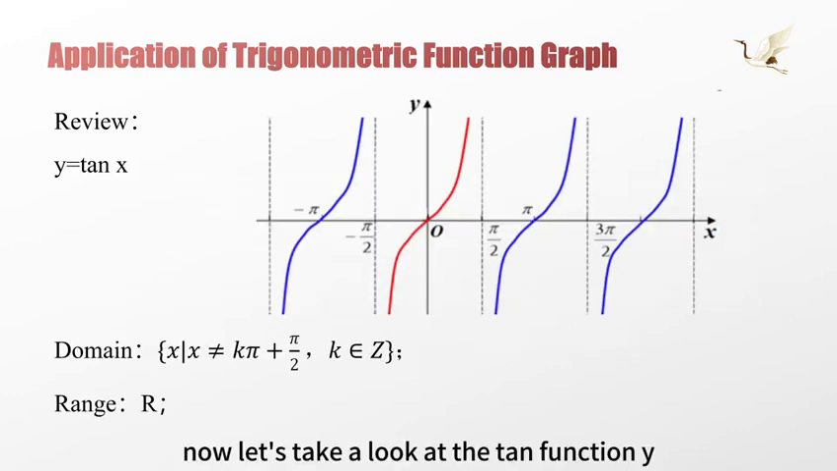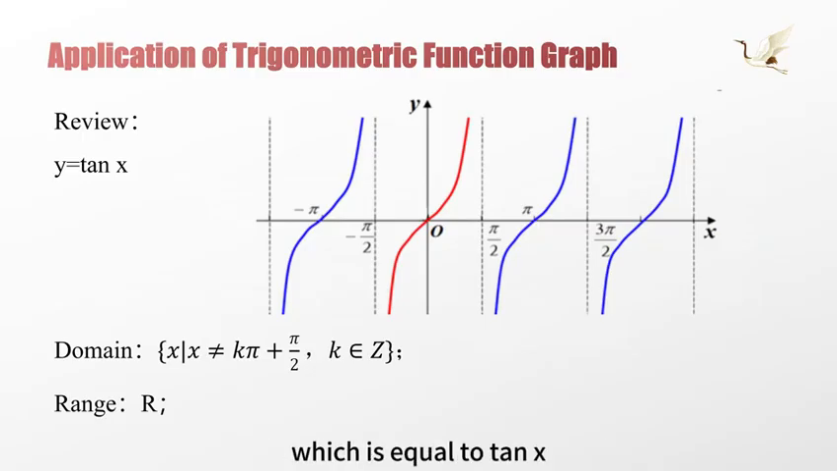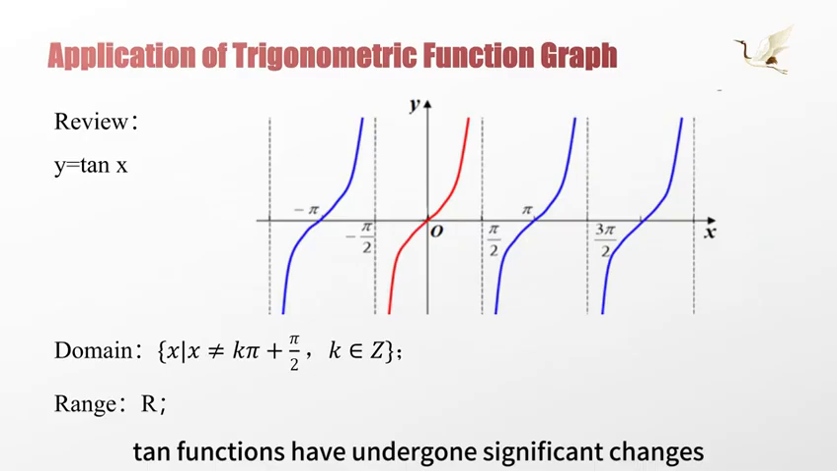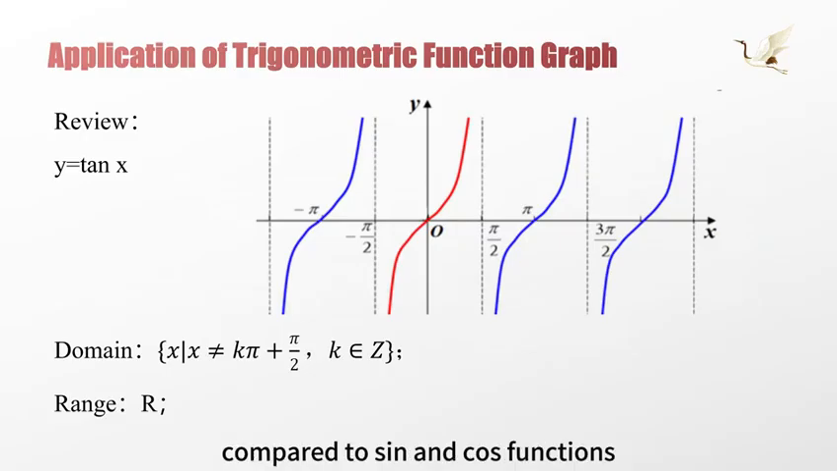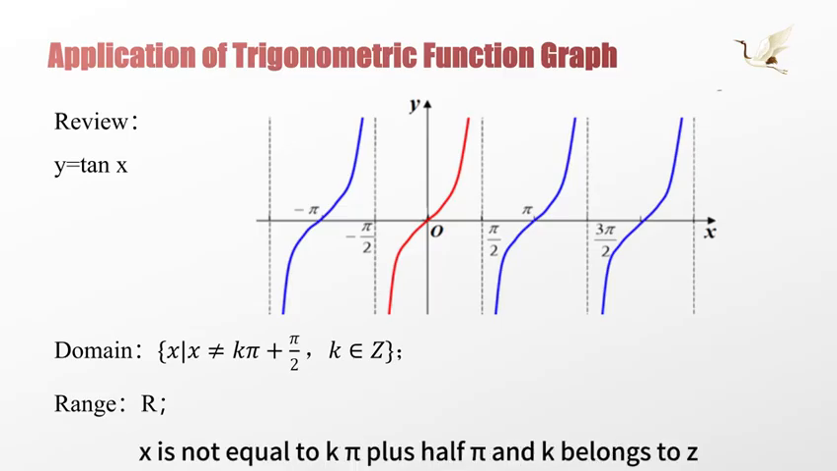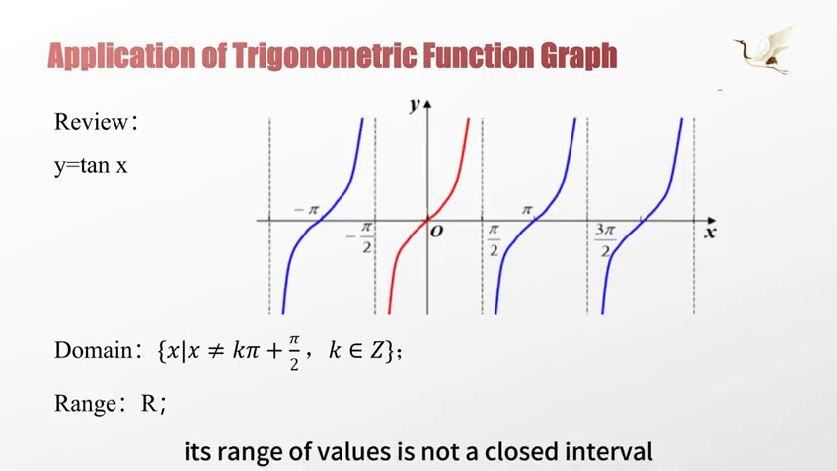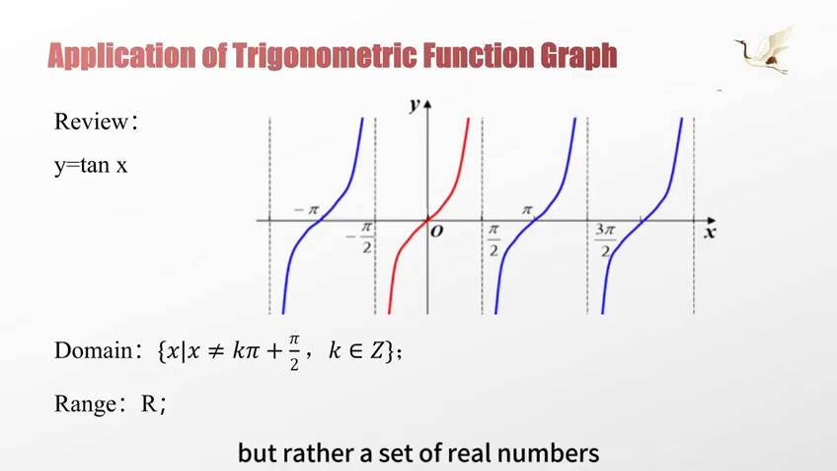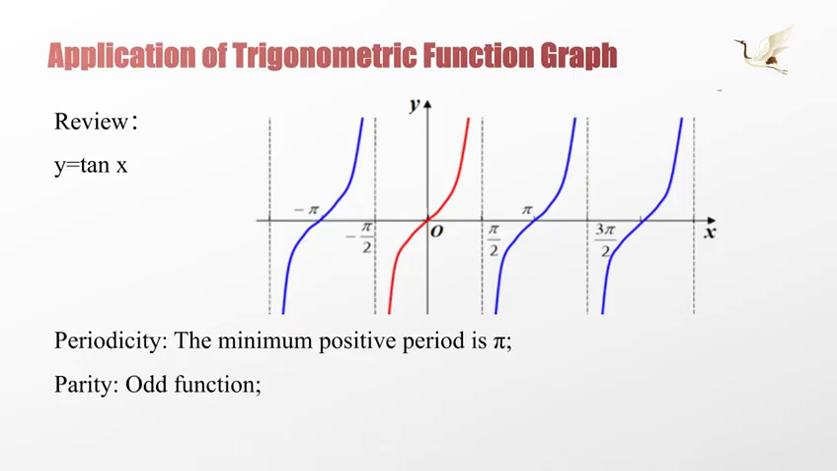Now let's take a look at the tangent function y equals tan x. The graph and properties of tangent functions have undergone significant changes compared to sine and cosine functions. The independent variable x no longer takes any real number. x is not equal to kπ + π/2, and k belongs to Z. Its range of values is not the closed interval from -1 to 1, but rather the set of real numbers. We can observe from the image that its period has also changed. The original period was 2π, but now it has changed to π.